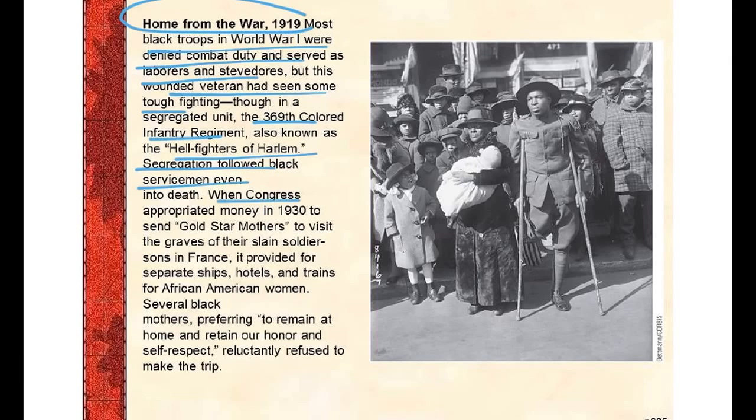When Congress appropriated money in 1930 to send the Gold Star mothers to visit the graves of their slain soldier sons in France, it also provided for separate ships, hotels, and trains for African American women. Several black mothers, preferring to remain at home and retain their honor and self-respect, refused to make the trip as a result of the segregation.